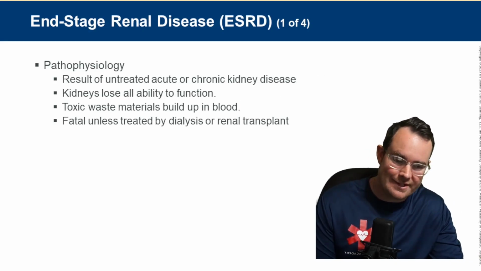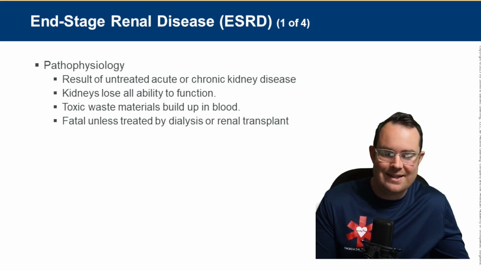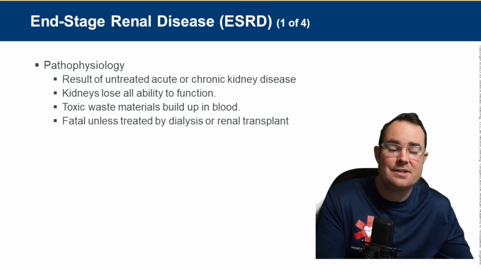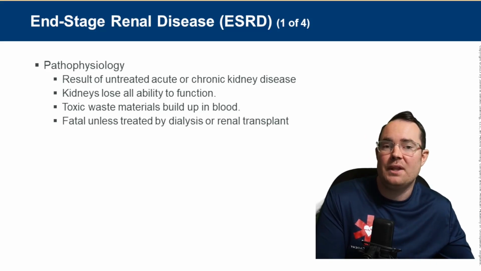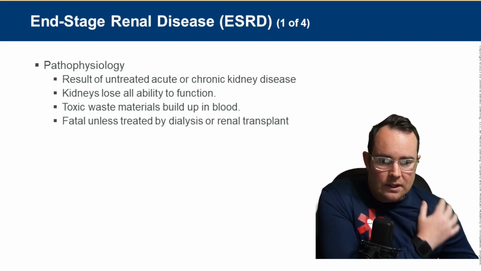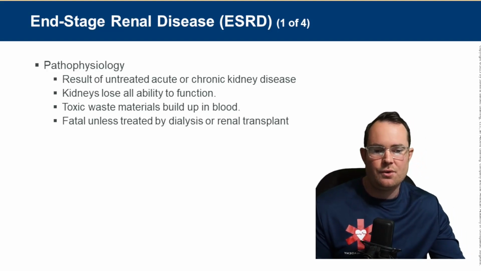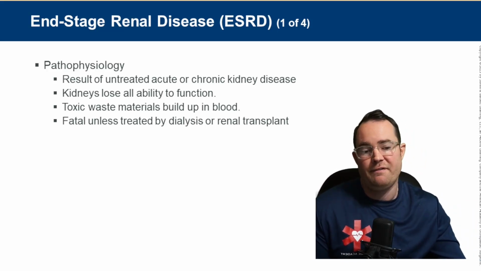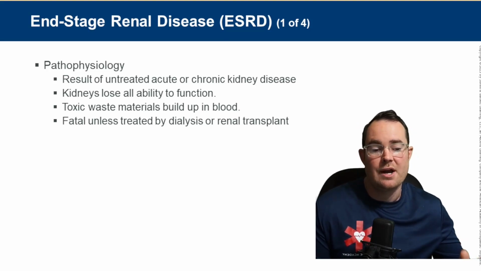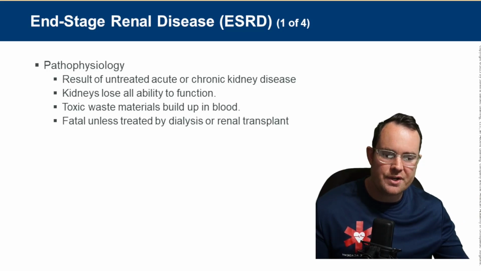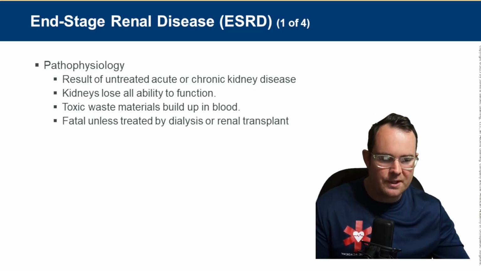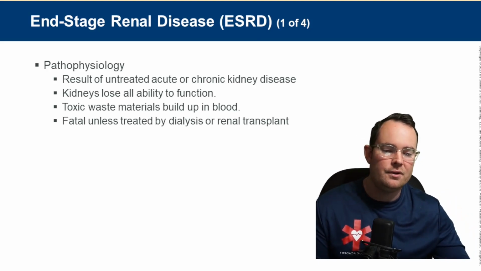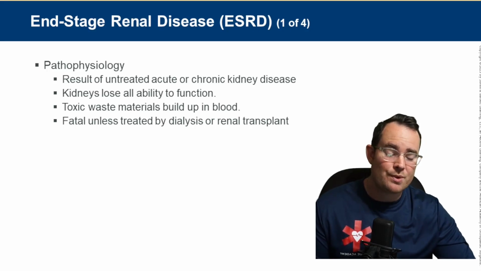End stage renal disease. So this is chronic kidney disease that has prolonged, and now the patient basically needs a kidney replacement, right? It says it results from untreated acute or chronic kidney disease. It's just been prolonged. Kidneys lose all ability to function. Toxic waste materials are now built up in the blood, fatal unless treated with dialysis or a renal transplant. With end stage renal disease, these patients are on dialysis or they have a high chance of mortality.